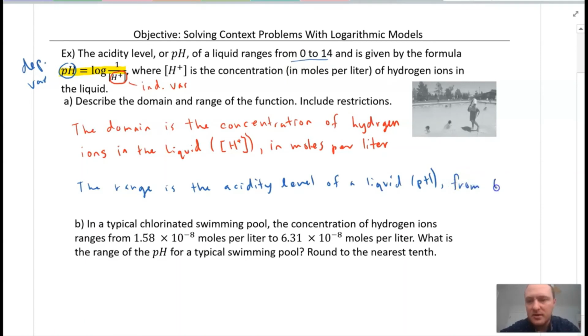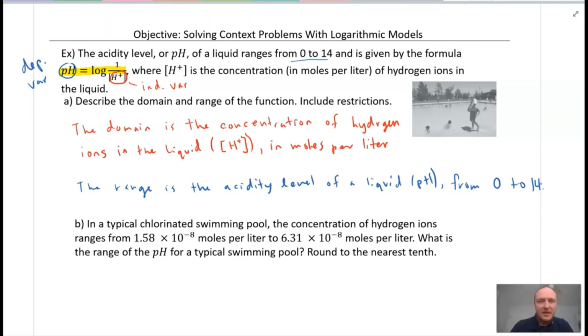From 0 to 14. Okay, so there's your range with the restrictions. I know that pH, right? If you remember back to chemistry last year, pH is ranging from 0 to 14. So that being said, what is the domain of the function?